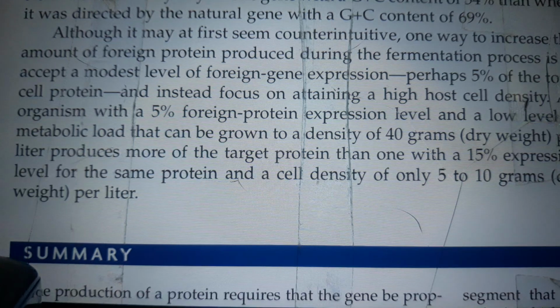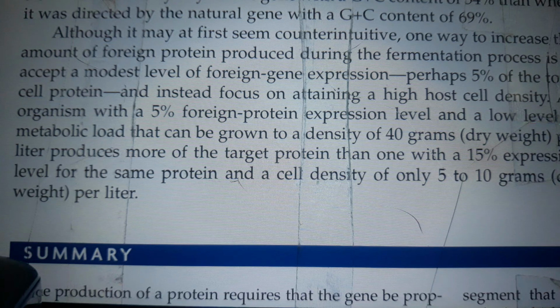Although it may at first seem counterintuitive, one way to increase the amount of foreign protein produced during the fermentation process is to accept a modest level of foreign gene expression, perhaps 5% of the total cell protein, and instead focus on attaining a high host cell density.